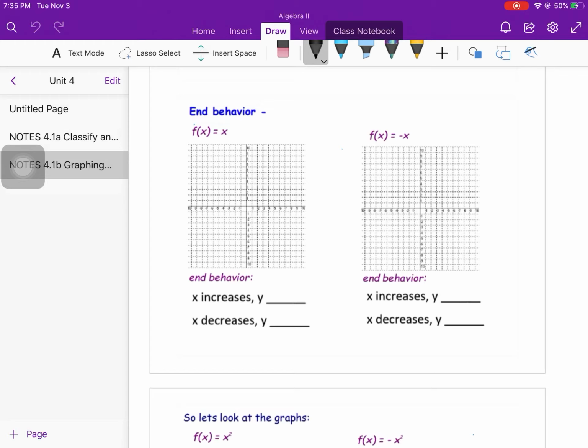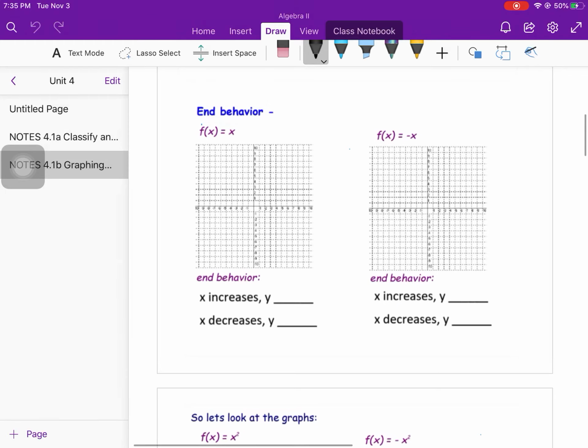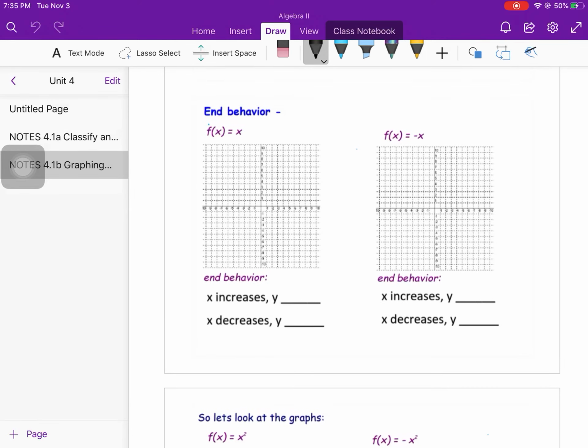So what end behavior is, when we're graphing a polynomial, how does it look? What direction does it go? We used to use some different terminology, so rather than using positive infinity, negative infinity, which is what we used to use, we're going to talk about x and y either increasing or decreasing.